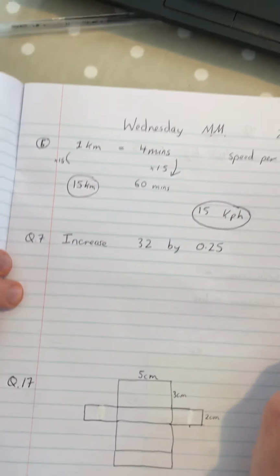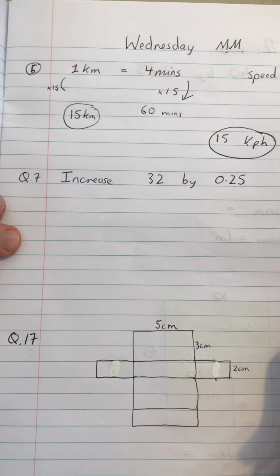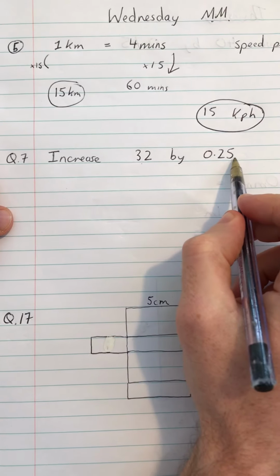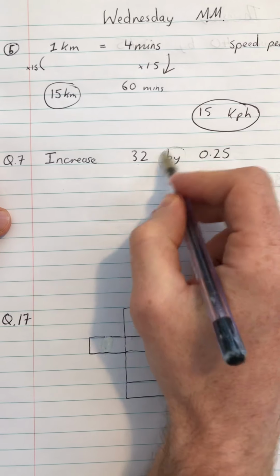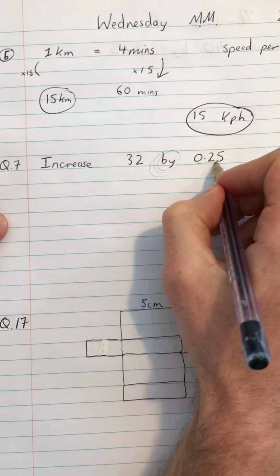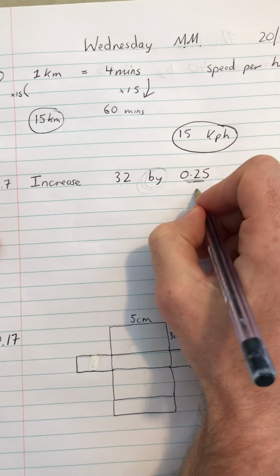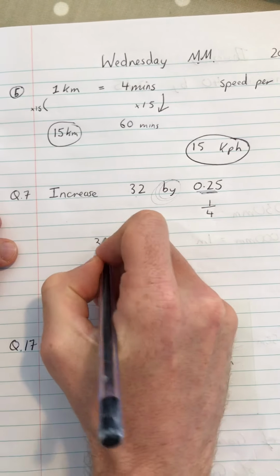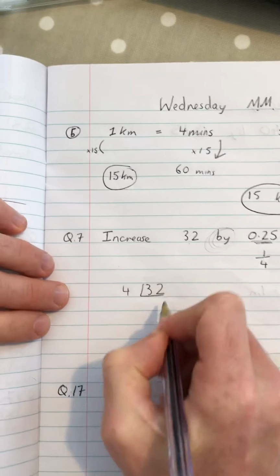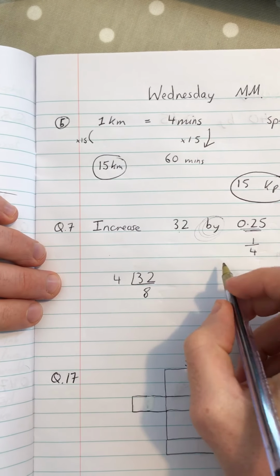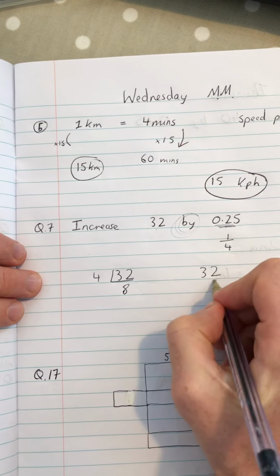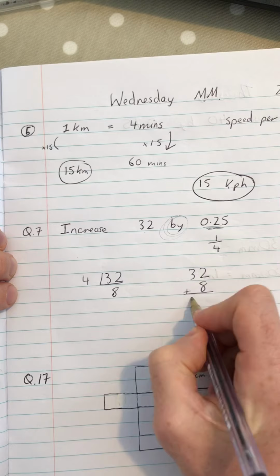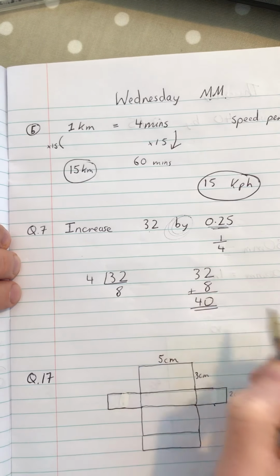Now for question 7, this is one that we haven't seen much of before, and I know a few people probably just thought 32 plus 0.25, but no, we need to change this to a fraction. So 0.25 we know is 25% or a quarter. So what we do is we get a quarter of 32, so it's 32 divided by 4, which is 8. And we're not finished there though, we need to add 32 plus 8, because it said increase 32 by that amount, so our answer would be 40.